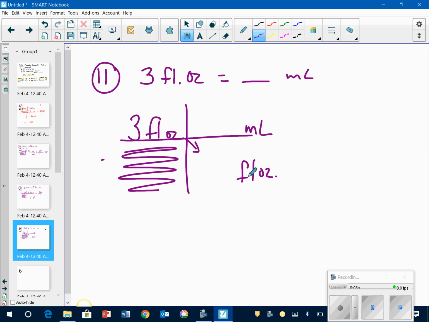Then we look in our chart, and of course you can use the most specific number or the rounded version. The answer back in this booklet used the more specific one. So you have 29.6 milliliters is equal to 1 fluid ounce. Then you take 3 multiplied by 29.6, and you get 88.8 divided by 1. So your answer would be 88.8.